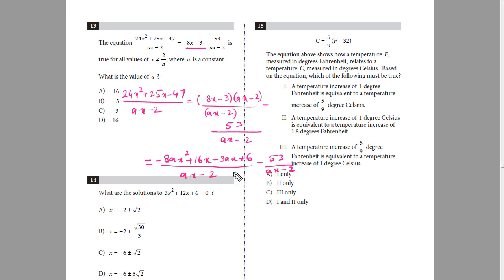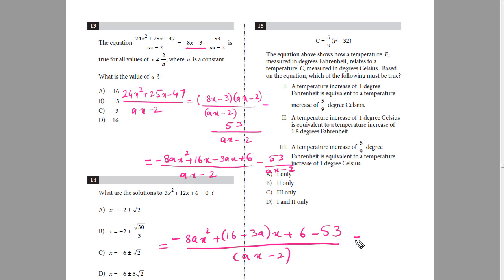Now the denominators are same, so we can add up the numerators. Now it will become negative 8a x squared plus, I'll take x common from here, so it will become (16 minus 3a) times x plus 6 minus 53, all divided by (ax minus 2).